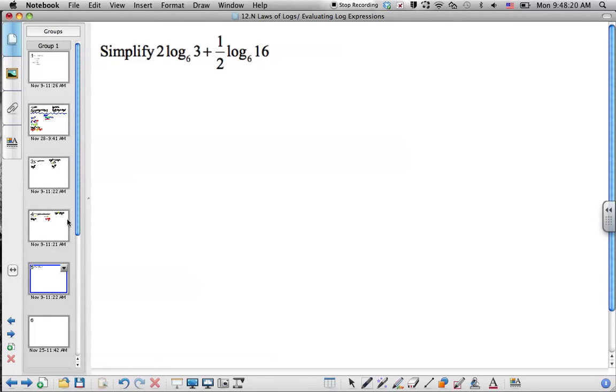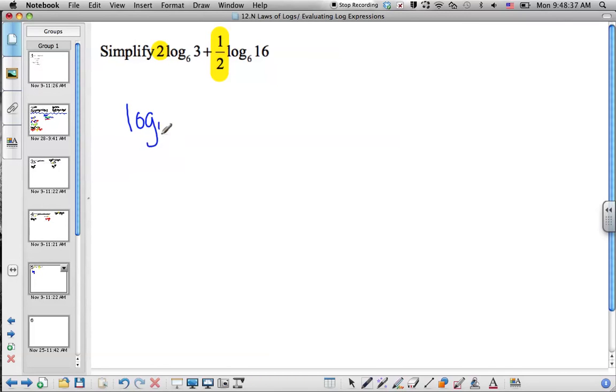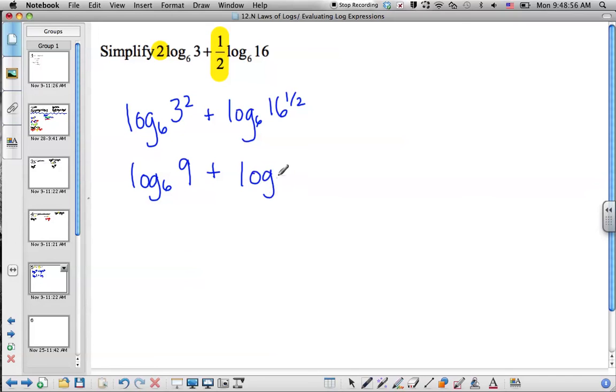We are going to simplify 2 log base 6 of 3 plus 1/2 log base 6 of 16. Well, first let's take care of these powers. Since we have 2 powers here, we can rewrite our log: log base 6 of 3 squared plus log base 6 of 16 to the 1/2. We can simplify within our log here. This is log base 6 of 9 plus log base 6 of 4.